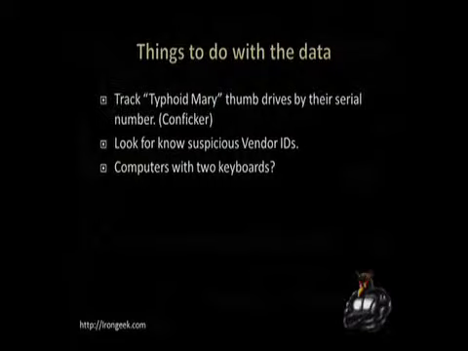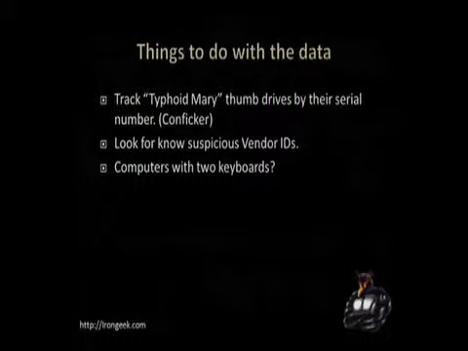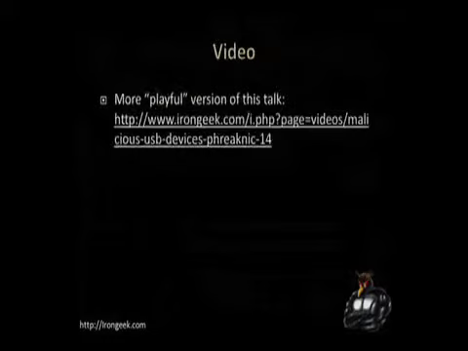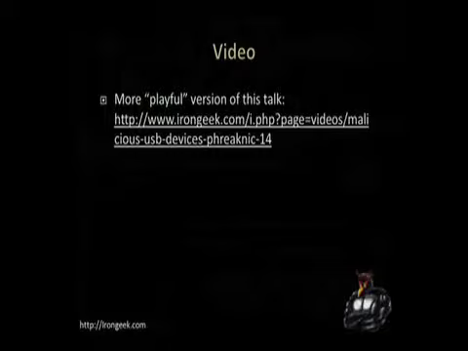But look for suspicious vendor IDs. Like I say, if someone is being a smartass and decides to make a vendor ID of 666, you might want to go investigate that. Or Elite, that would be another one to go investigate. Also, computers with 2 keyboards, as I'm mentioning, and various other anomalies. If you're interested in this talk and want to see a more playful version of it, I actually gave this presentation at Freaknik 14 as well, and the slides are out there.